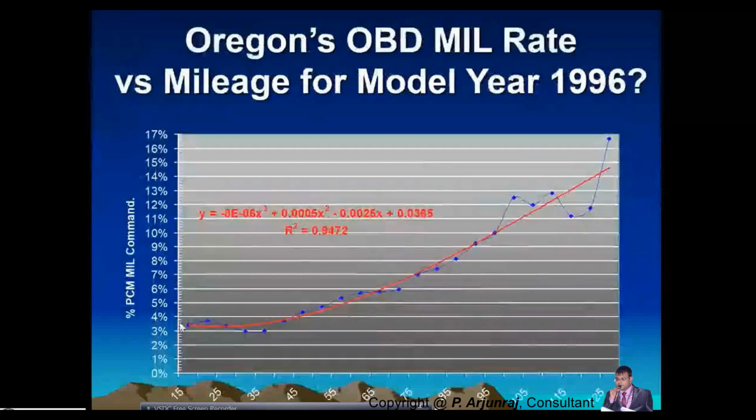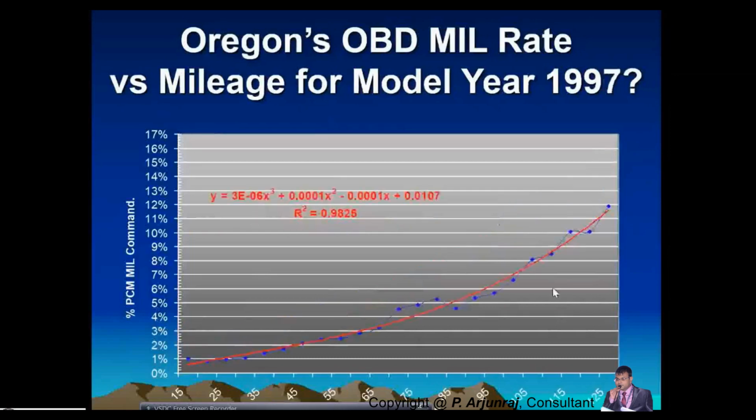This is the graph which again shows that as the mileage increases, the percentage of use increases. This is with respect to the powertrain control module alone. Similarly, you have different control modules for body, chassis, and other systems. One such module is the powertrain control module, which is used for engine applications.